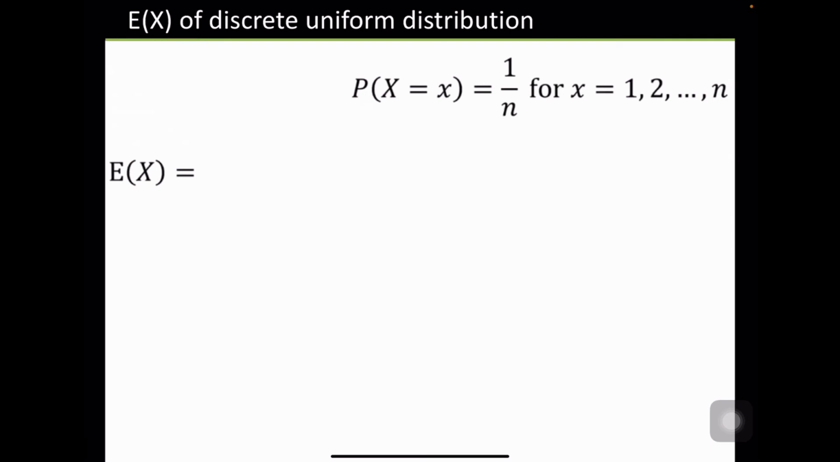So we know that the sum of all the x's multiplied by the corresponding probabilities is going to be x multiplied by 1 over n, because each corresponding probability will have a probability of 1 over n. So 1 over n is a constant, so I can take it out.